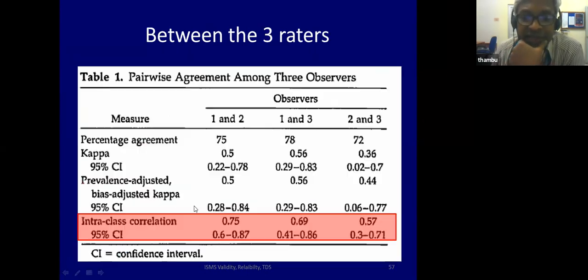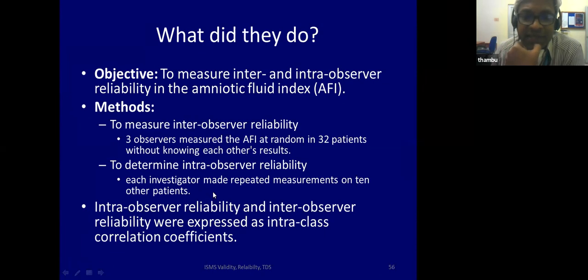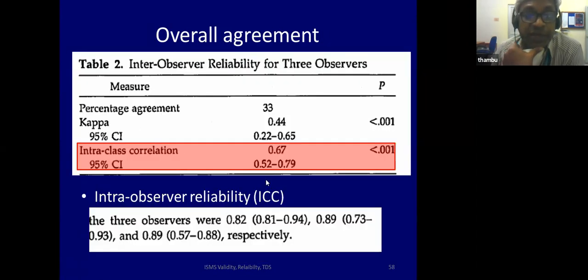They had taken 10 subjects, and all three observers did repeated measures on those 10 to see how they vary within themselves. For intra-observer reliability, again using ICC, the values for the three observers were 0.82, 0.89 and 0.89. This was reasonably higher than the inter-observer reliability, which was 0.67.